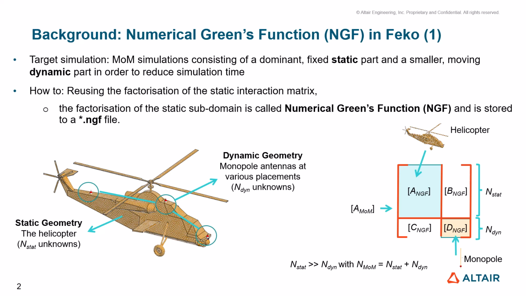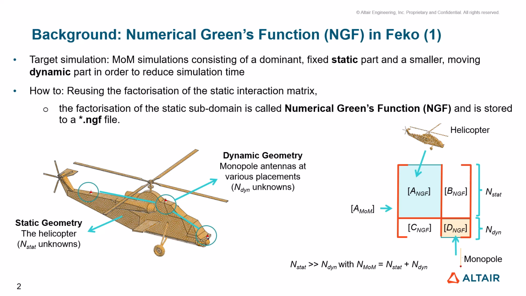So when using the NGF, the system matrix of the MoM simulation is divided into a static part, as you see here, which is typically the larger part, and the dynamic part, which is typically a smaller part. By dividing it, you can save a lot of runtime. That's the basic reason to use the NGF. For example, for this helicopter model, the helicopter itself is the static part, and we have a monopole that we let move around. We put it on different locations, and the monopole is the dynamic part.